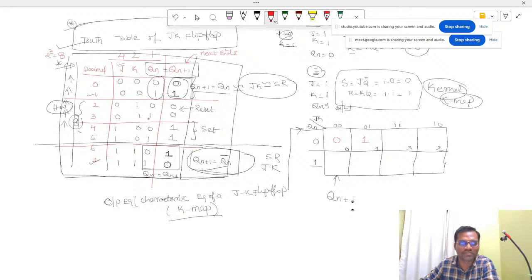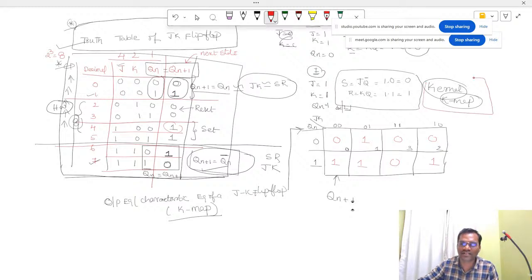011. What is the output? 0. Next, 010. What is the output? 0. Next, 100. What is the output? 1. Next, 101. What is the output? 1. Next, 110. What is the output? See this, 110, where you are going to have 1 here. 1. Next, all ones. 0.